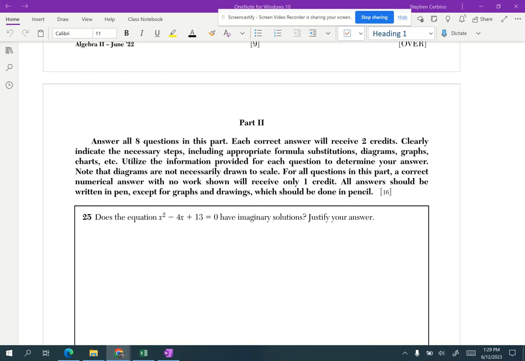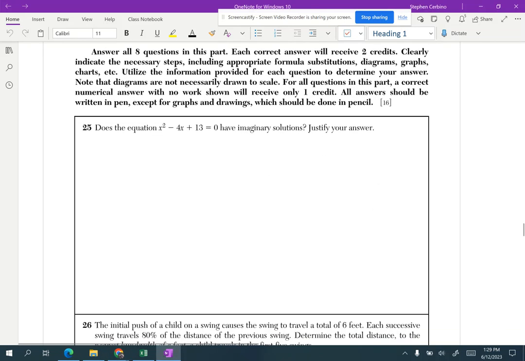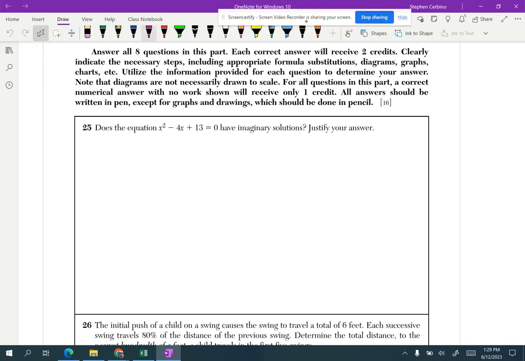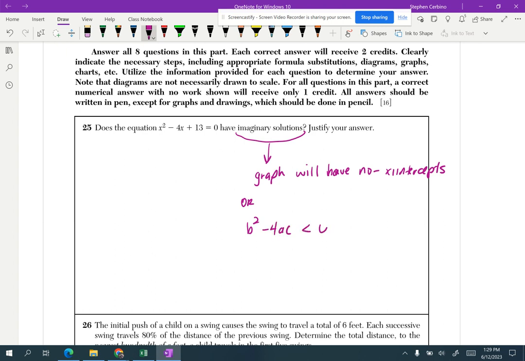So, number 25 says, does this have imaginary solutions? So there's two ways to determine whether or not something has imaginary solutions. If it's quadratic, we can look at the graph, and the graph will have no x-intercepts. Or the discriminant will be less than 0.